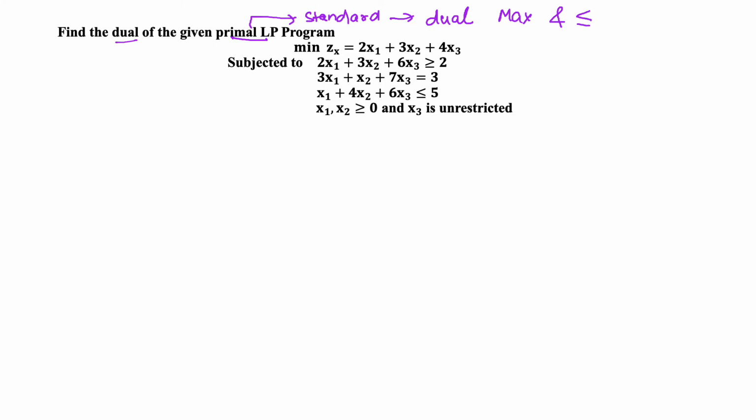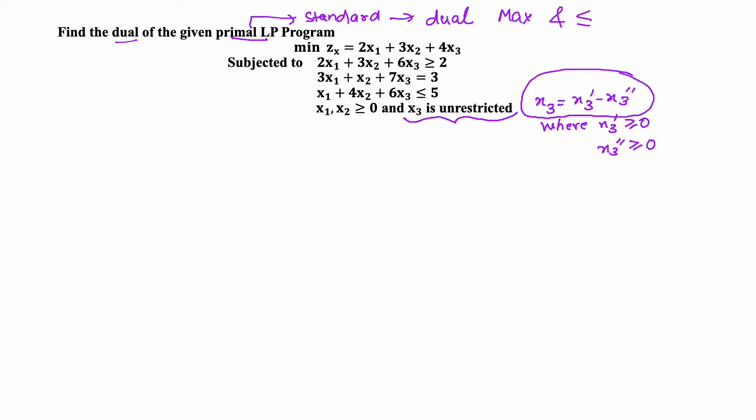One thing to be noted over here is that our decision variable x3 is unrestricted. To make it restricted, we will put x3 equals x3 dash minus x3 double dash, where x3 dash is greater than 0 and x3 double dash is also greater than 0. So this we will do in the whole problem. We will replace x3 with x3 dash minus x3 double dash.